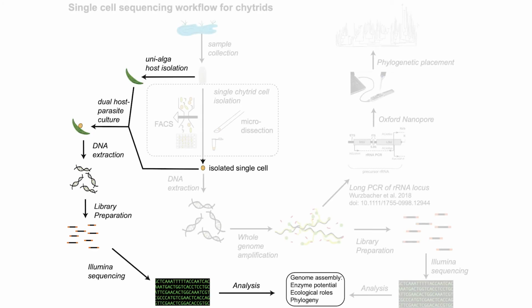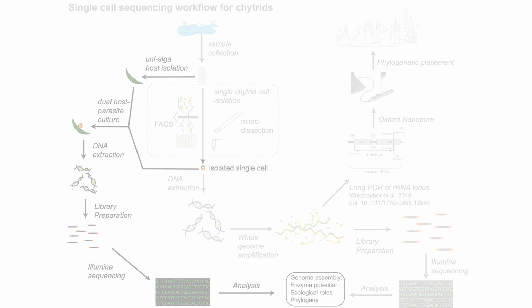Following the establishment of a host parasite culture, total DNA from the simple community can be extracted, prepared for Illumina sequencing, and sequenced. Bioinformatics pipelines can then be used to assemble and differentiate the genomes of the host and the parasite.